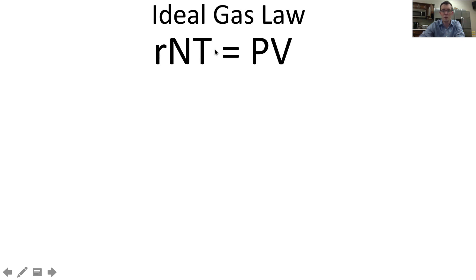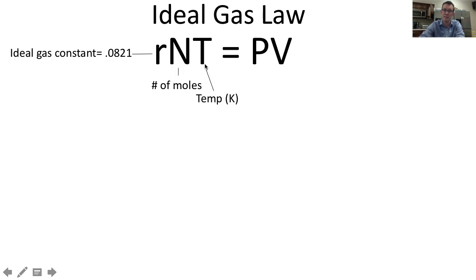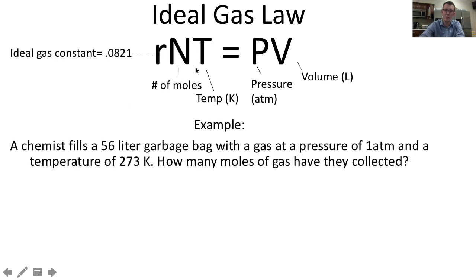So this equation is often abbreviated to just variables: RNT equals PV, or PV equals RNT, in which R is the ideal gas constant, N is the number of moles of gas, T is the temperature, P is the pressure, and V is the volume. And we can use this equation to help us identify unknown elements of a gas sample.